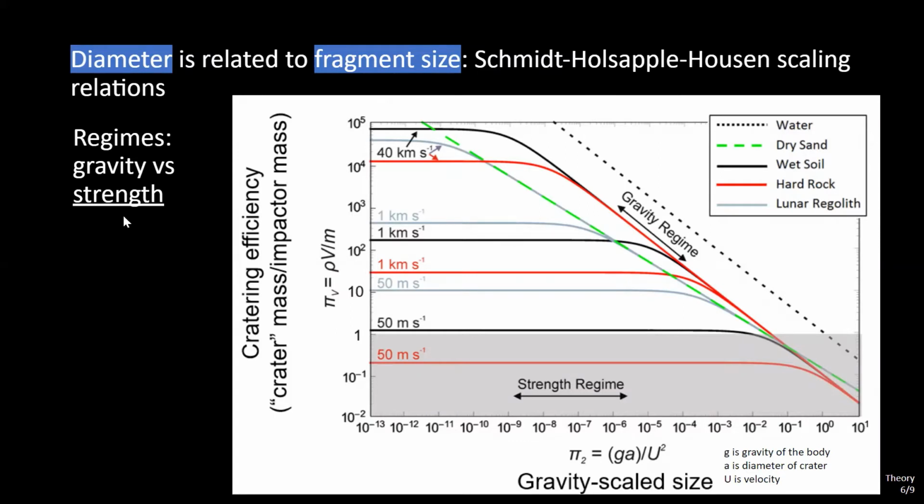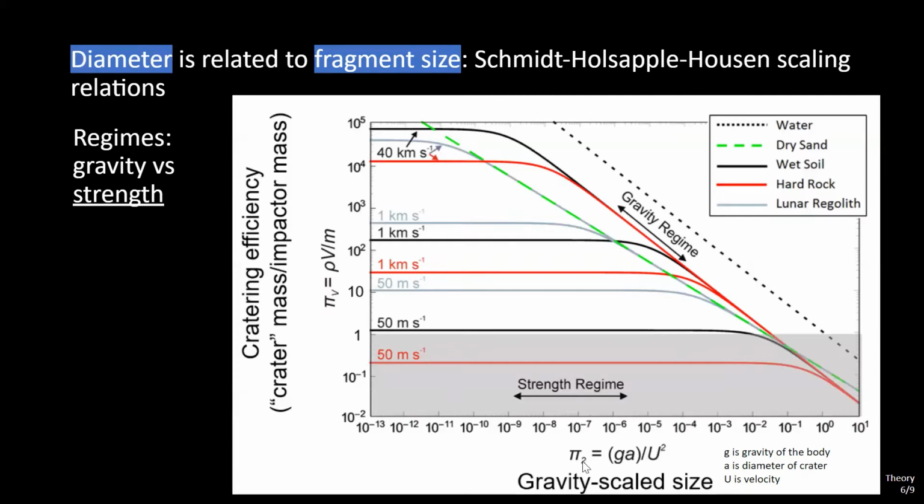The gravity regime is for impact craters where gravity is dominant. They're so large or so fast that gravity's effects overwhelm the material properties of the surface. For smaller or slower impacts, the strength regime dominates.